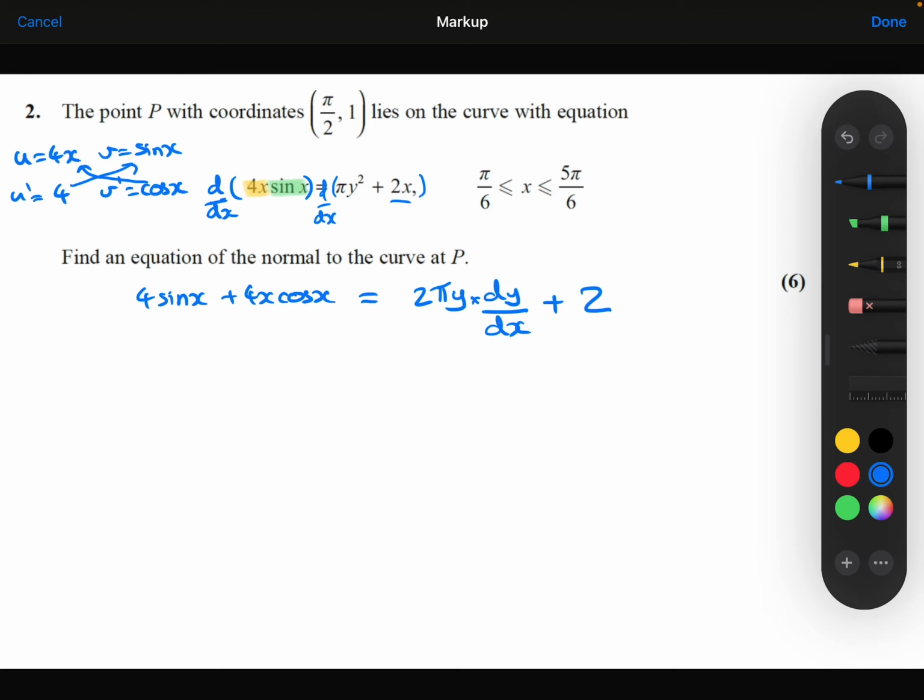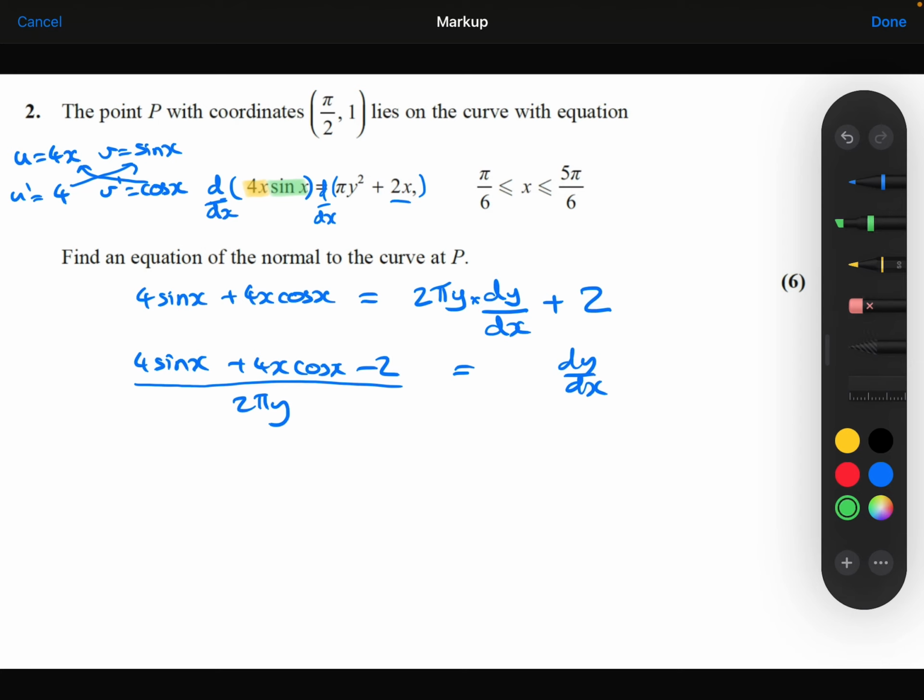Right, let me now get dy by dx, the gradient function. So I'm going to subtract the 2 from both sides. So that's going to give me the 2 pi y dy by dx. And then if I divide both sides by 2 pi y, that'll give me my gradient function.